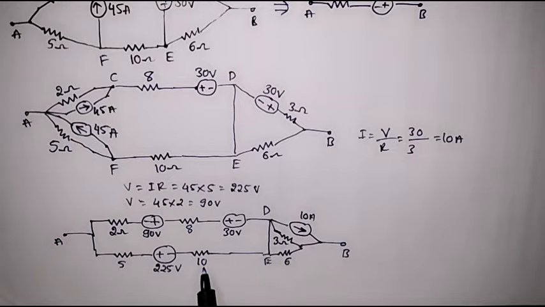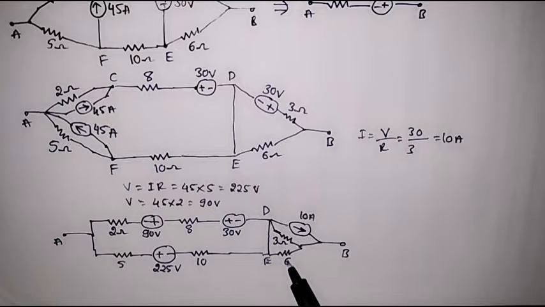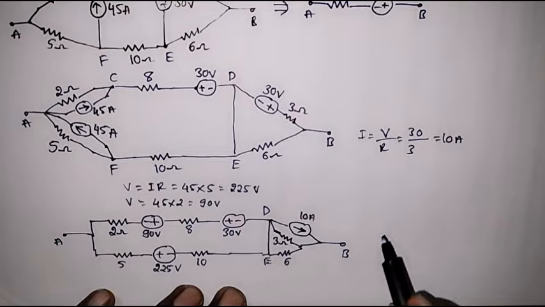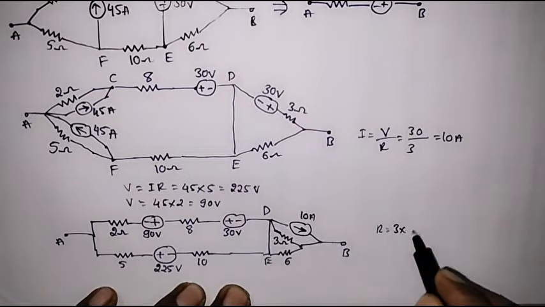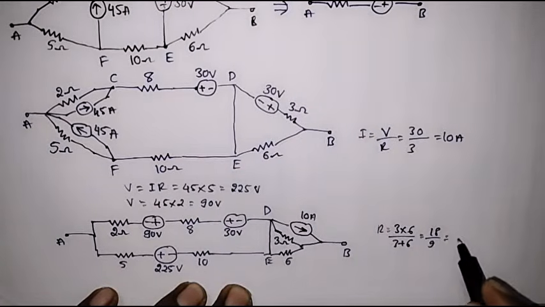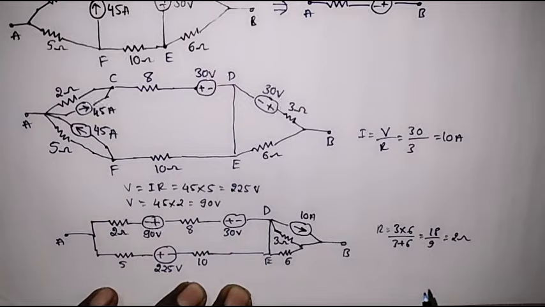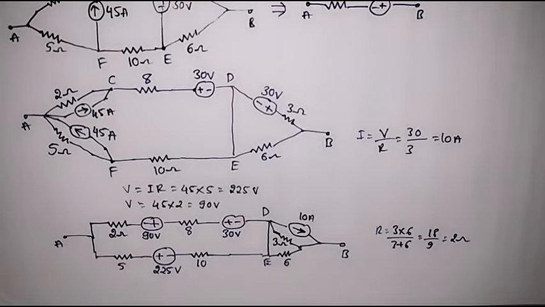in series with 10 ohm resistor. I can replace these two resistors by a single resistor of magnitude 15. Similarly here 3 ohm resistor is in parallel with 6 ohm resistor. I can replace these two resistors with a single resistor, that is R is equal to 3 into 6 divided by 3 plus 6, that is 18 by 9, that is 2 ohm, and this 10 amp current source will appear across 2 ohm resistor. I will redraw the circuit.